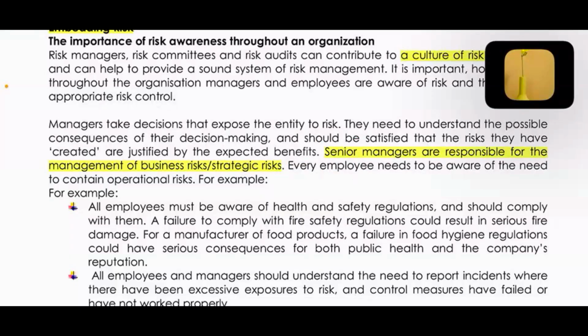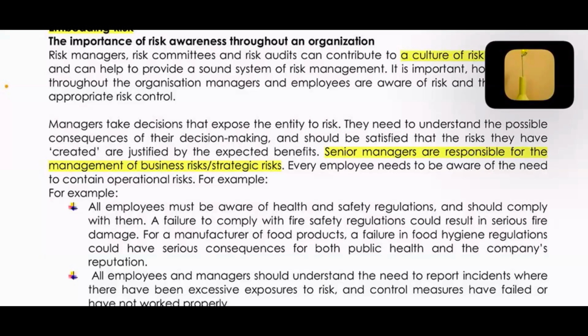Now we said every employee needs to be aware of the need to contain operational risks, because yes, strategic risk is what would materialize and the company will have to close down. But it starts from operational risks. It starts from these everyday problems that accumulate and put the company in a bad light. You understand? Because we want to keep our strategic risks in limits, we must learn to also keep our operational risks within limits.